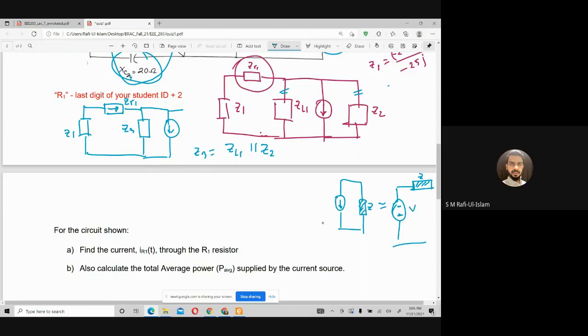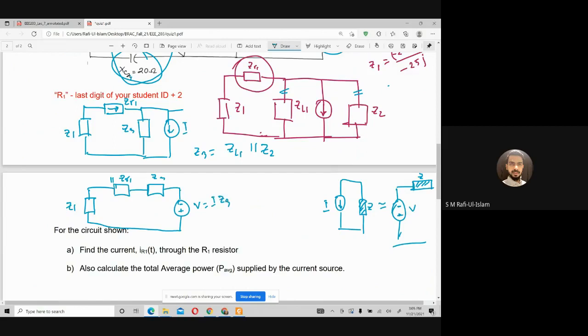You remember, we can go for source transformation. So if you go for the source transformation, let's say you have gone for it. This is Z1, this is ZR1, then this would be Z3, then there will be a voltage source like this. So the voltage source value V equals I times Z3.